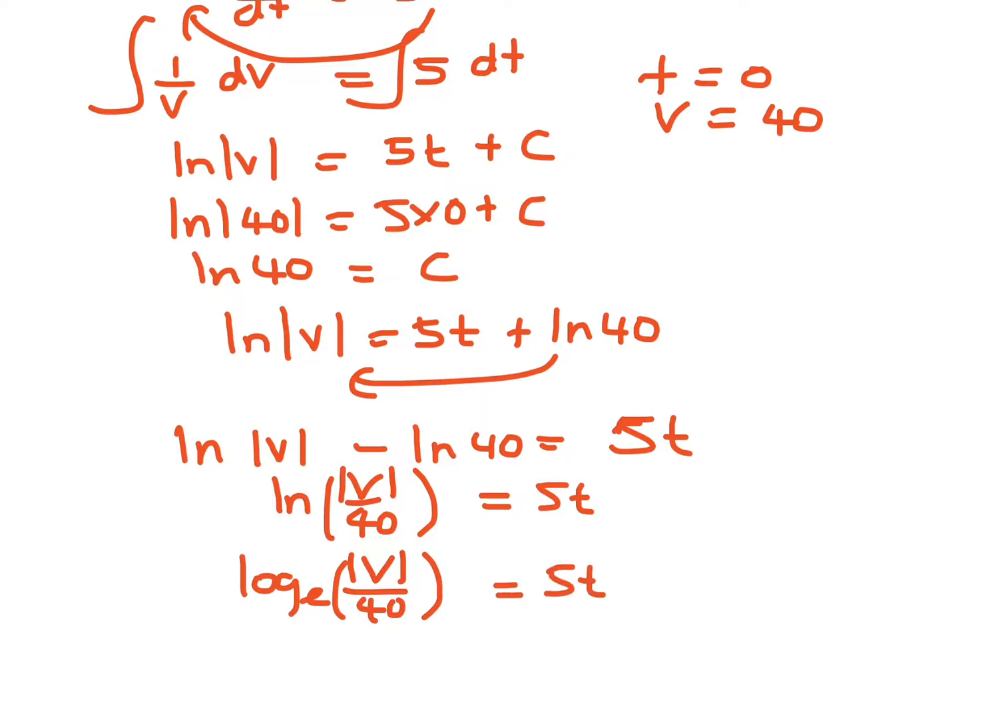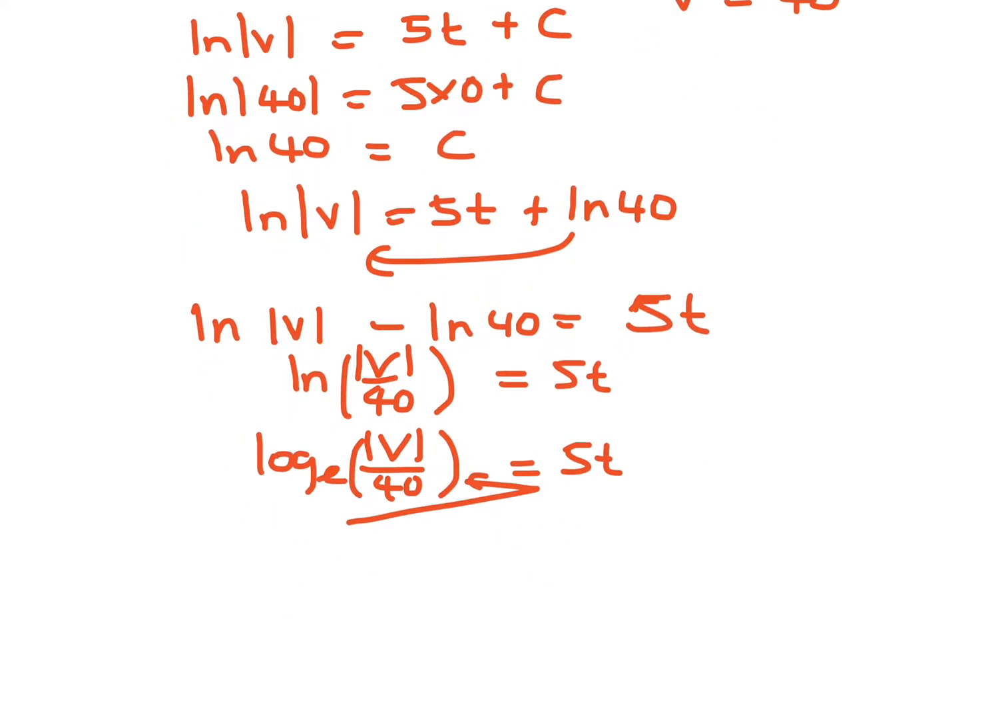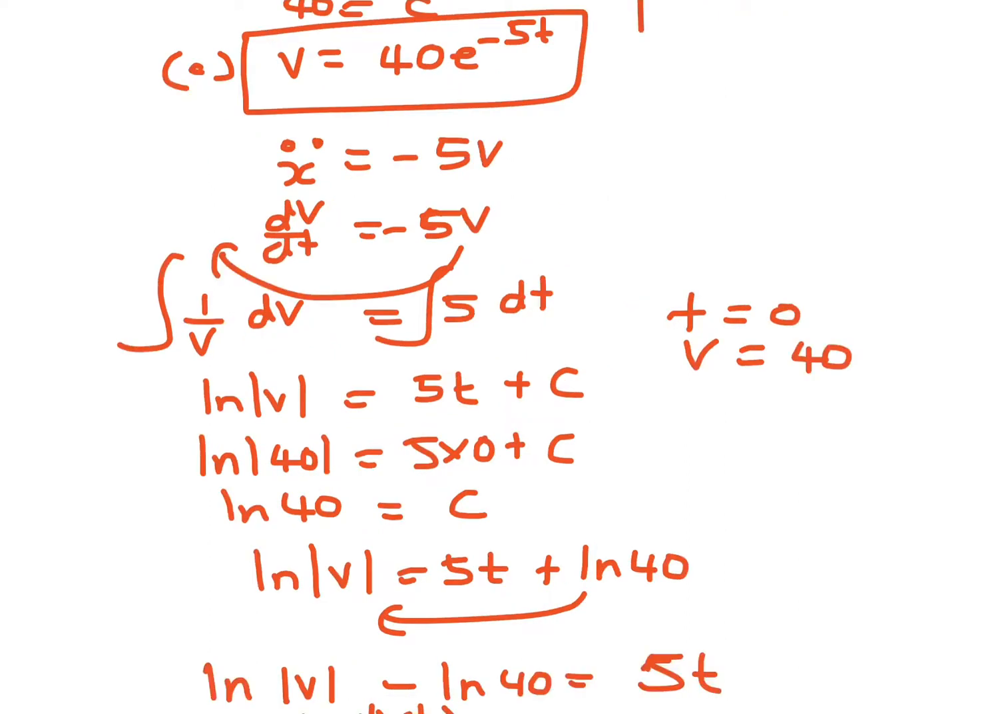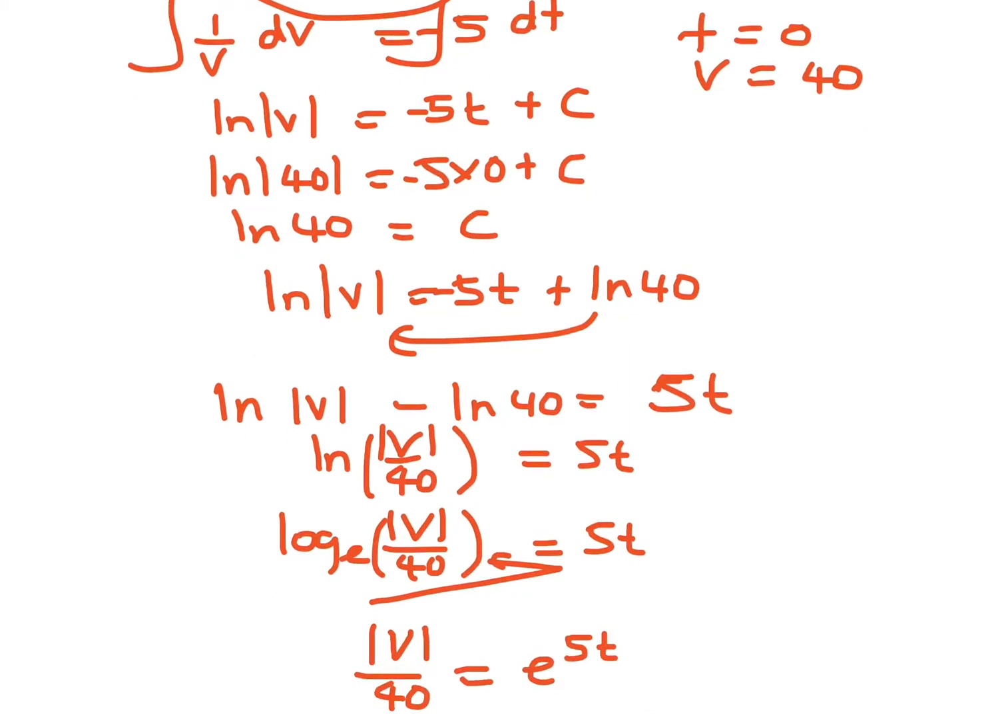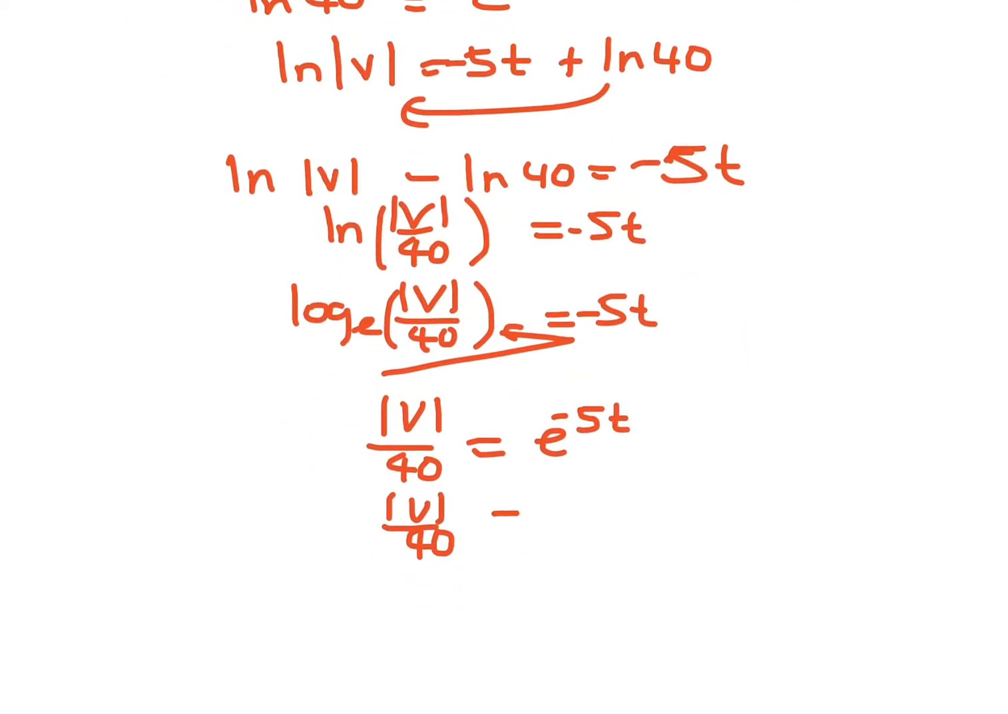All right, now remove the e. So you go e to the power, that's e to the power of 5t will equal v on 40. Now I'm just going to check the sign of that. I've dropped the negative, I just realised that. I'll just put the negative back through. So it's e to the power of minus 5t equals e to the minus 5t. V equals 40 e to the minus 5t.